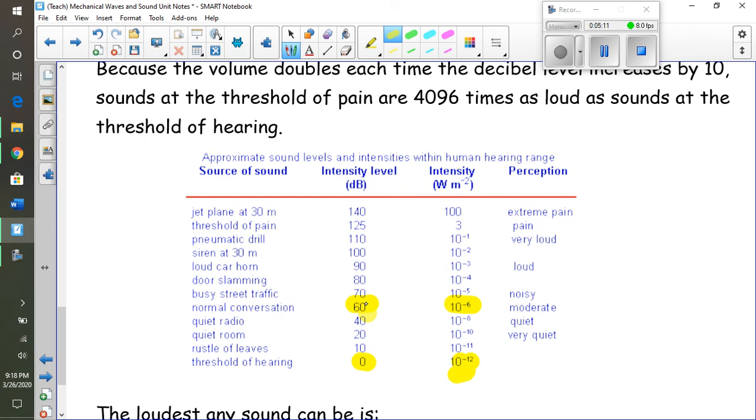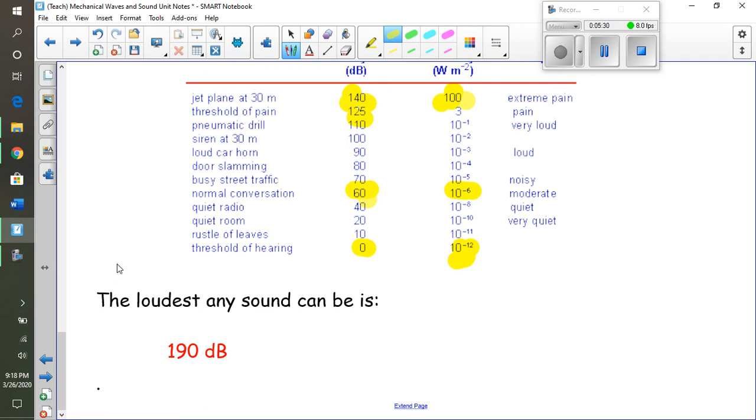When we get to the threshold of pain, it's not on this chart, but it actually works out to about 120. So about 120 decibels, that's the threshold of pain. We get some extreme pain, a jet airplane. Now, I've looked this up before. There's some disagreement, but the loudest a sound can be is about 190 decibels.